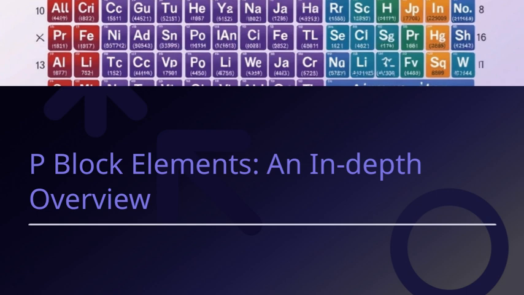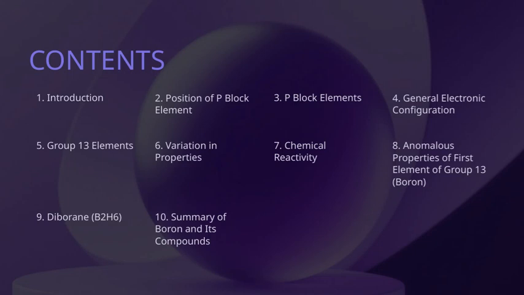Let's get started. Let's now take a closer look at the anomalous properties of the first element in group 13, which is boron. We will start by understanding its general electronic configuration. Boron has a unique electronic setup that influences its chemical behavior significantly. Moving on, we'll explore its chemical reactivity, which is quite interesting given its position in the P-block elements. Speaking of which, it's important to see how boron fits within the broader context of the P-block elements and how that shapes its properties.